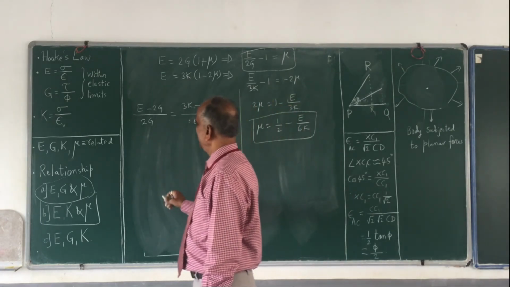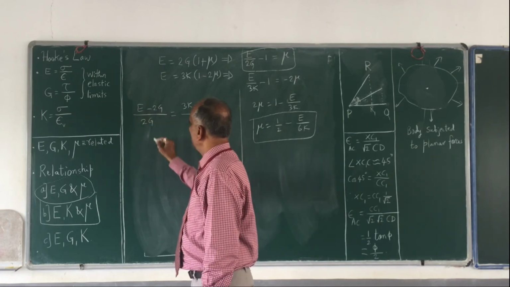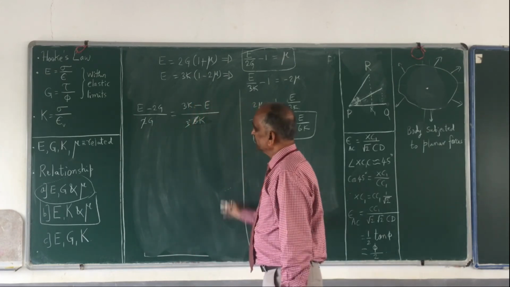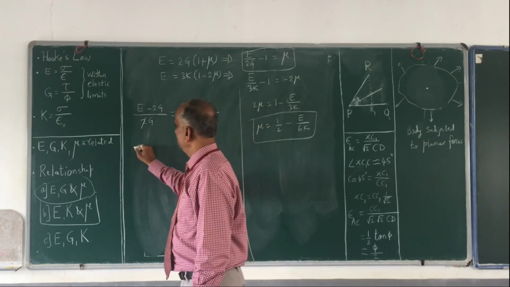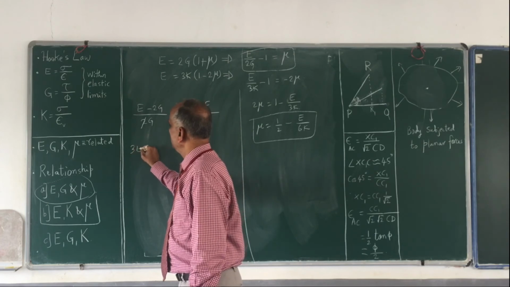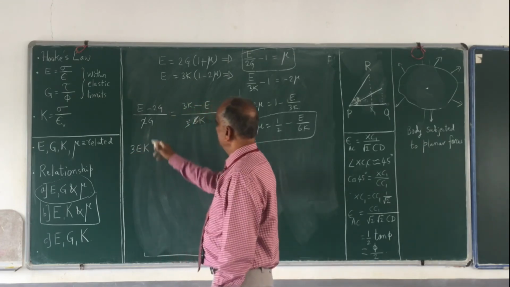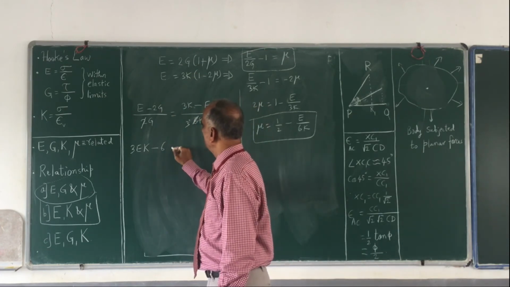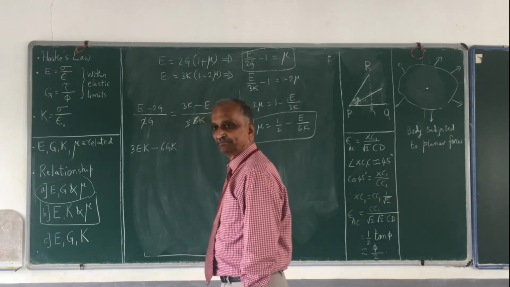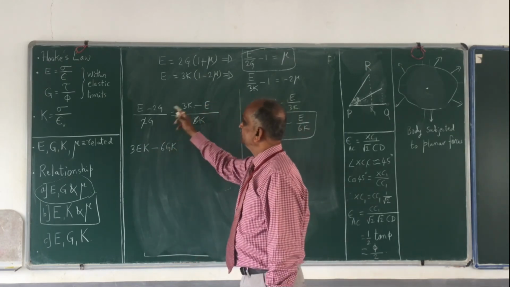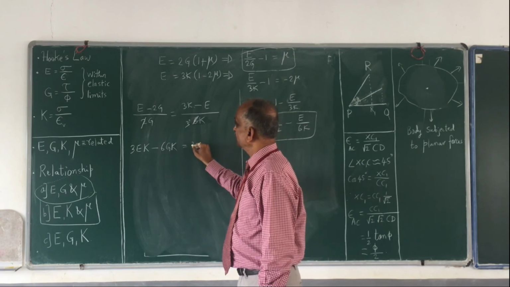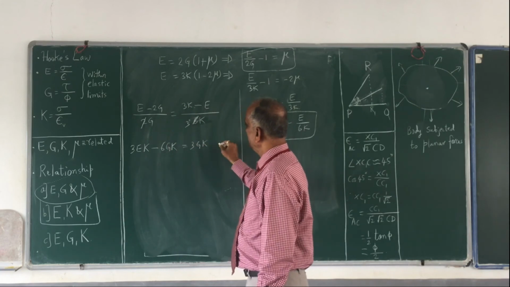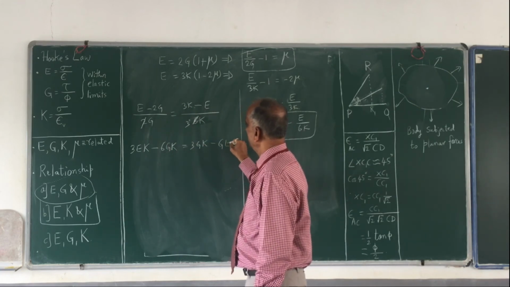Cross multiply. So E into 6K, or you can simplify this: the 2 ones are and the 2 threes are. Cross multiply 3K into E, 3 times EK, minus 2G into 3K. This is minus 6 times G into K, equal to 3GK, and this is minus G into E.